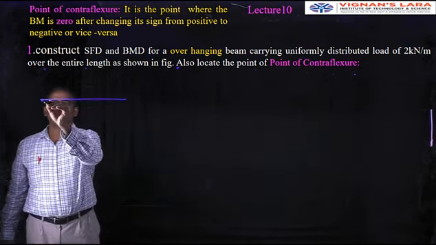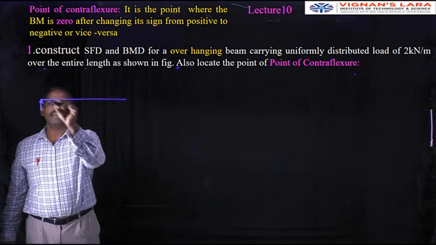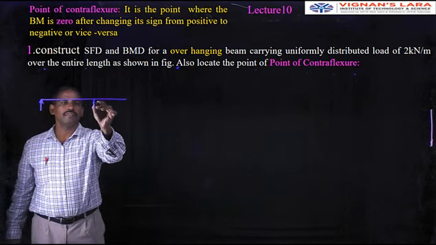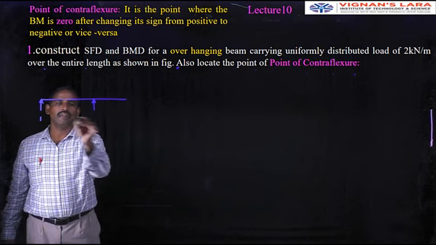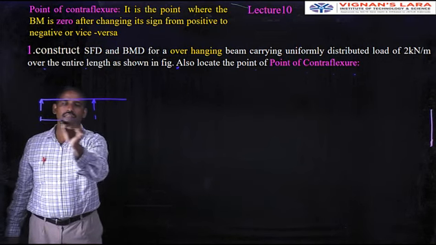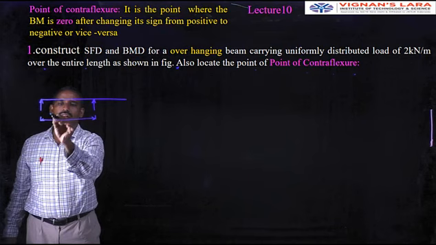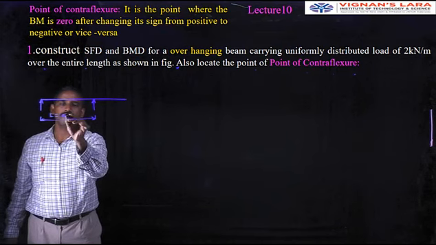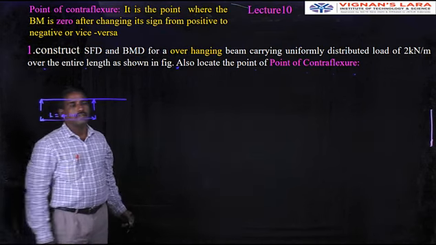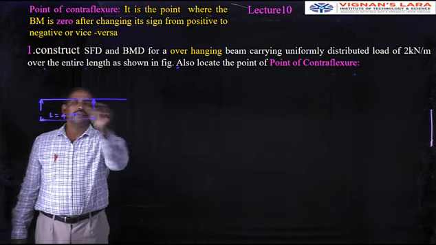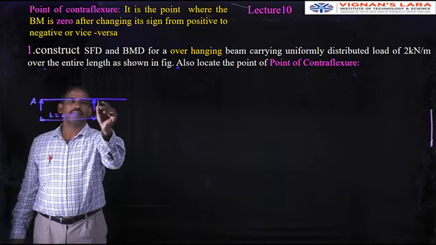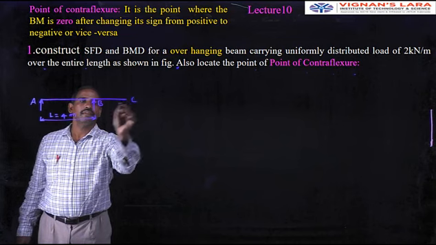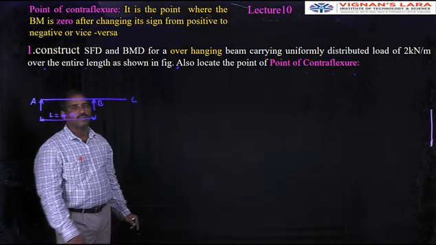For our concern, it is an overhanging beam. It is simply supported between A and B. So this is a length L, for example. Here L is assumed as 4 meters. And this is A, this is B, this is C. The portion BC is the overhanging.